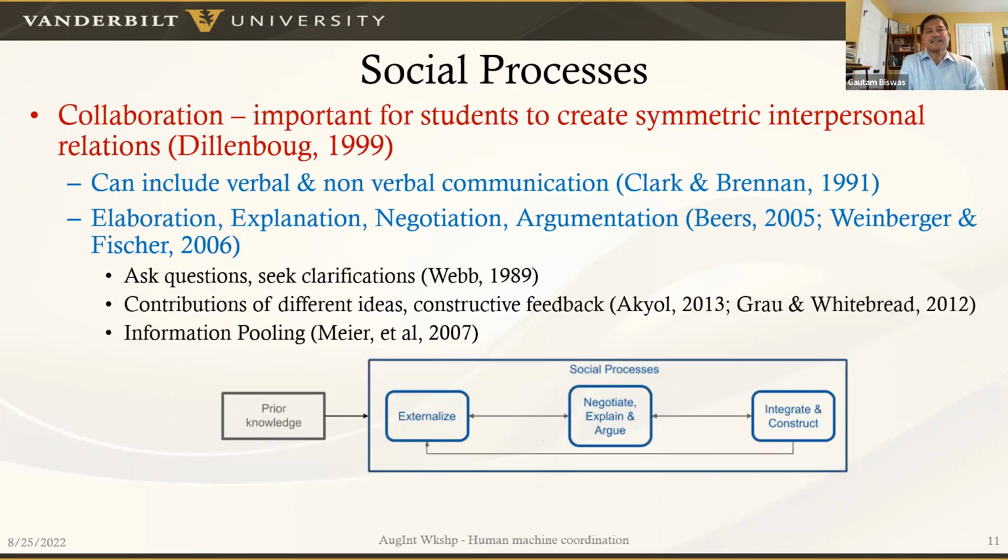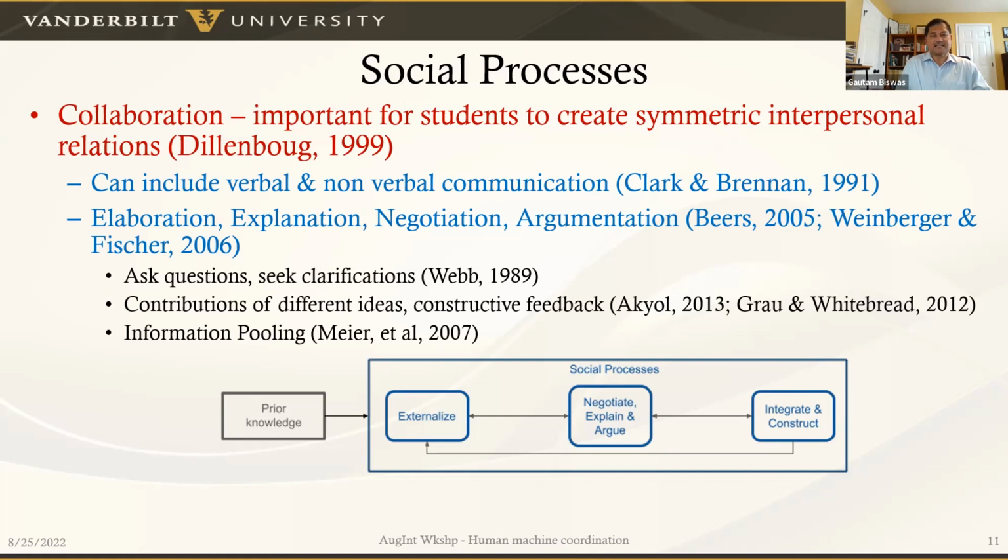When it comes to social processes, basically, good collaboration implies that students are creating a symmetric interrelationship with each other. And then, of course, this can include both verbal and non-verbal communication. Verbal is mostly through the conversations that they're having with each other, but it can also be non-verbal. We haven't analyzed it in detail yet. We intend to do much more analysis. It could be the gesturing, how much they are looking at each other, how much they are paying attention to what's happening on the screen jointly.